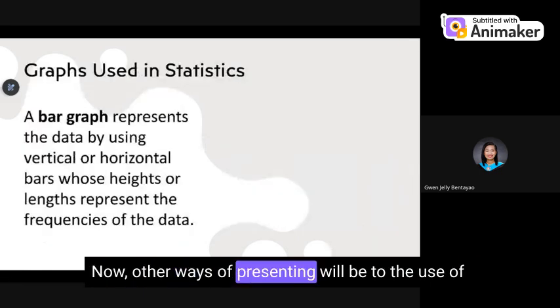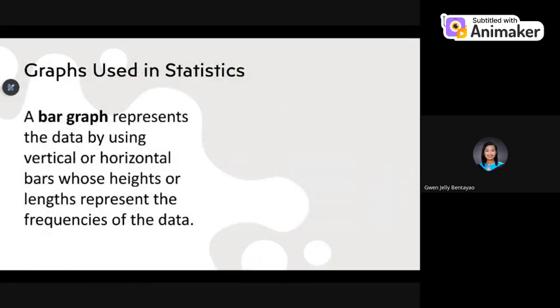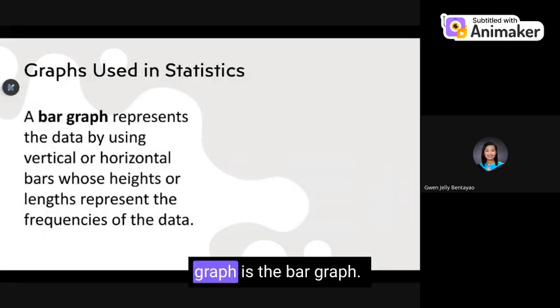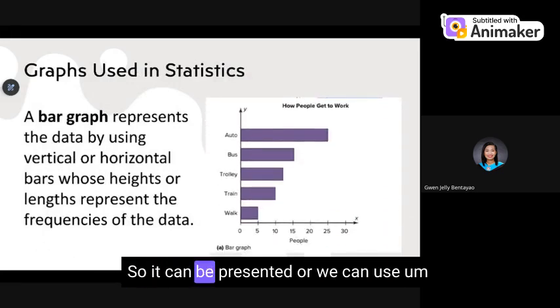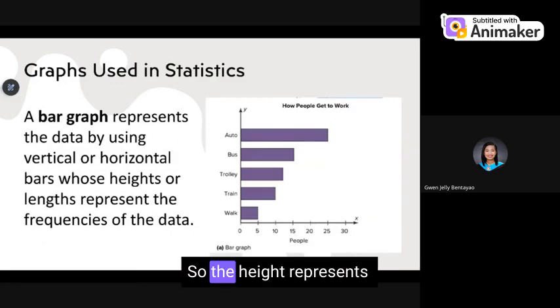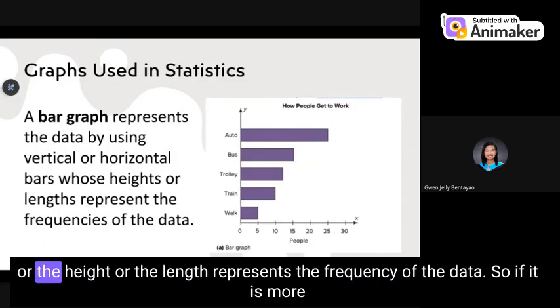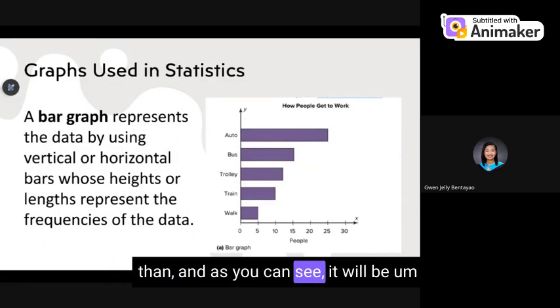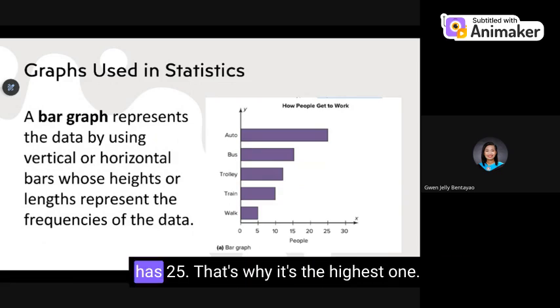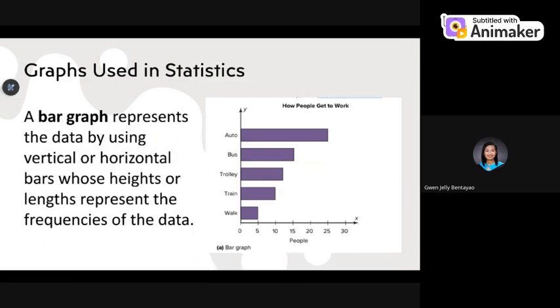Now, other ways of presenting data are through the use of graphs. Of course, the most commonly used graph is the bar graph. It can be presented vertically or horizontally. The height or the length represents the frequency of the data. As you can see, it's vertical, so that's why auto has 25. That's why it's the highest one.